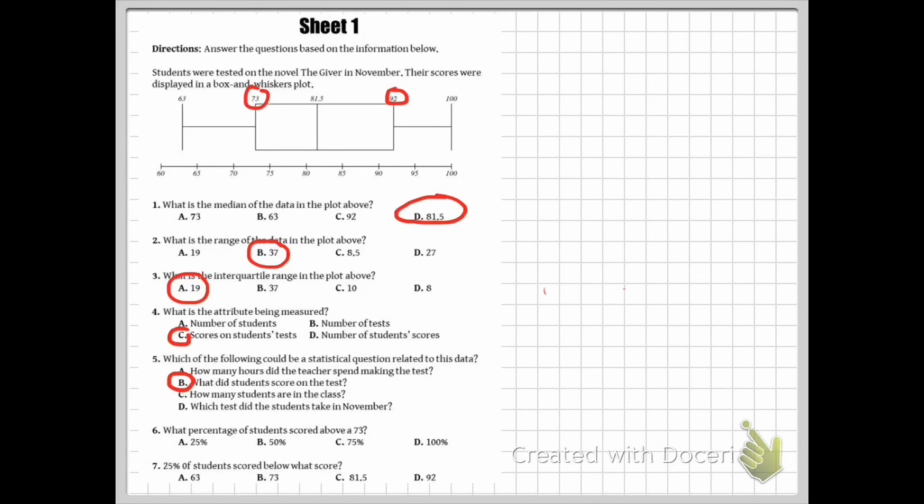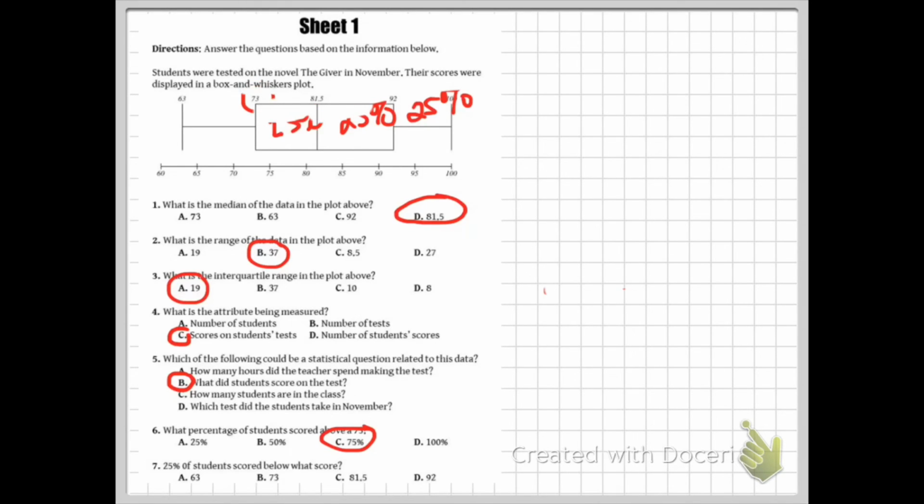And then number 6, what percentage of students scored above a 73? So we're looking at above a 73. So 73 is located right here. Remember, each of these spots represents 25%. No matter how wide or narrow they are, it's still going to be 25%. So you add those all up, 75% of that student population scored above a 73.